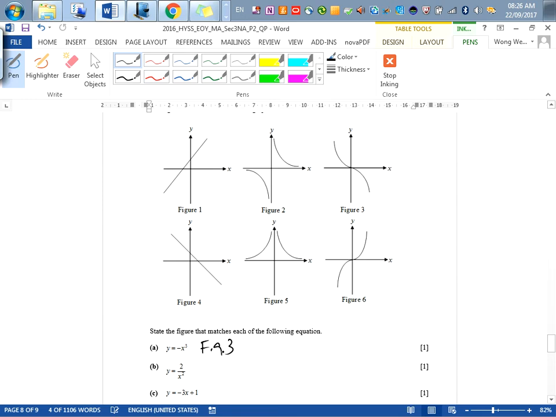Next, y equals to 2/x squared. This is actually 2x power negative 2. So what did we say about power negative 2? Exponential? No. Yes, it doesn't touch the axis because we cannot divide by 0. So I know that it can't be 1, it can't be 4, it can't be 3, it can't be 6. So it's either 2 or 5. Sure or not? Let's try. We use the same logic again.